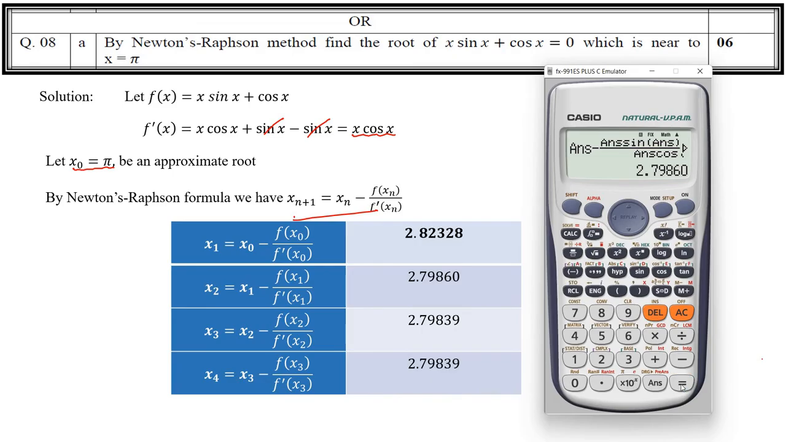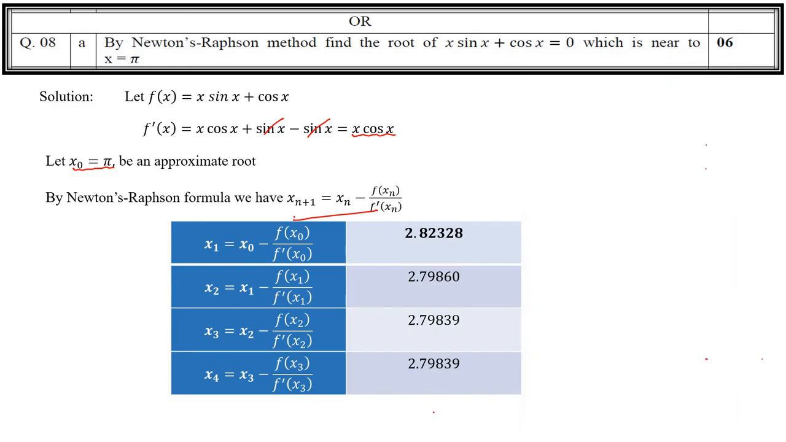Press equal to, that's enough. You will get the x2 value. Next, again press equal to, you will get x3. If you press again equal to, that is x4, it has stuck. So now we got the answer as a fixed answer, 2.79839, which is the approximate solution, the real solution for the given function f of x by the Newton-Raphson method. This is the way of solving the problem.